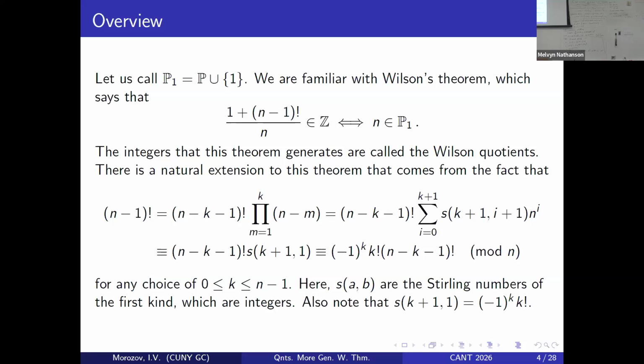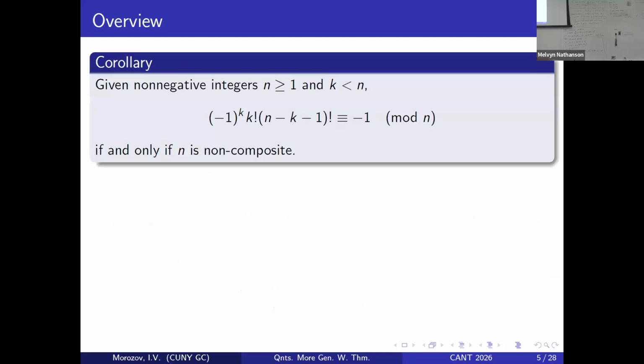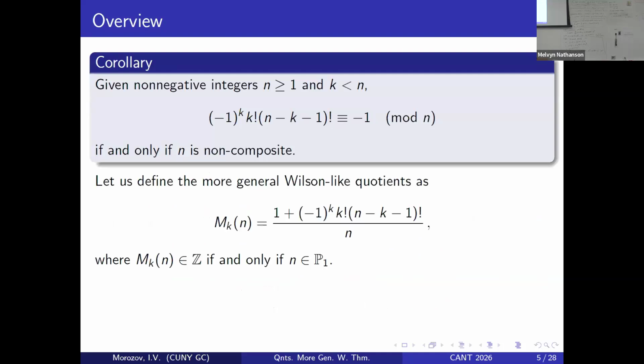And because (n-1) factorial is congruent to this expression modulo n, there's a corollary for non-negative integers k less than n. This is going to be equivalent to -1 modulo n if and only if n is non-composite.